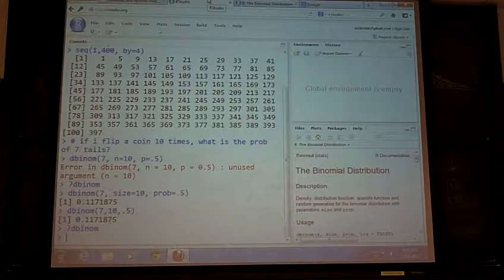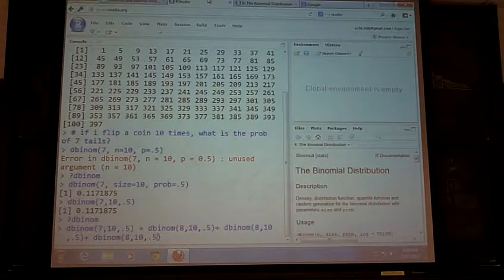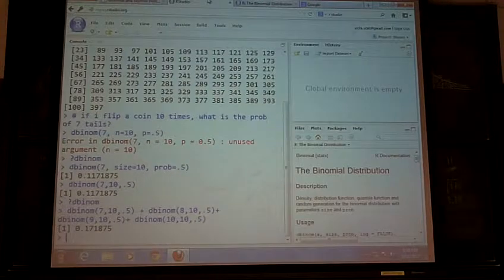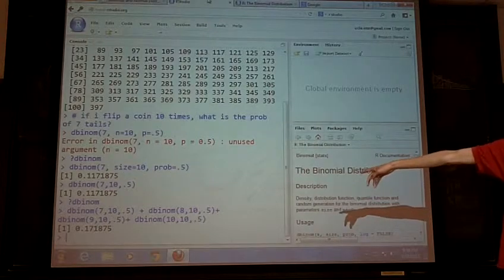All right, and if we asked something like, okay, well, what's the probability of seeing 7 or more heads, or 7 or more tails? So I can answer that by doing dbinom(7, 10, 0.5) plus dbinom(8, 10, 0.5), and so on and so forth. At least I can use copy and paste, and make my life a little bit easier. But this is not that much easier, but here's the answer that we got. Okay? But we can do this.